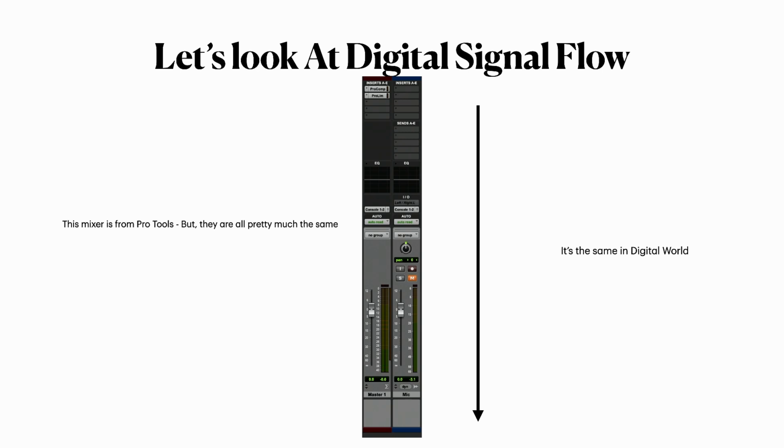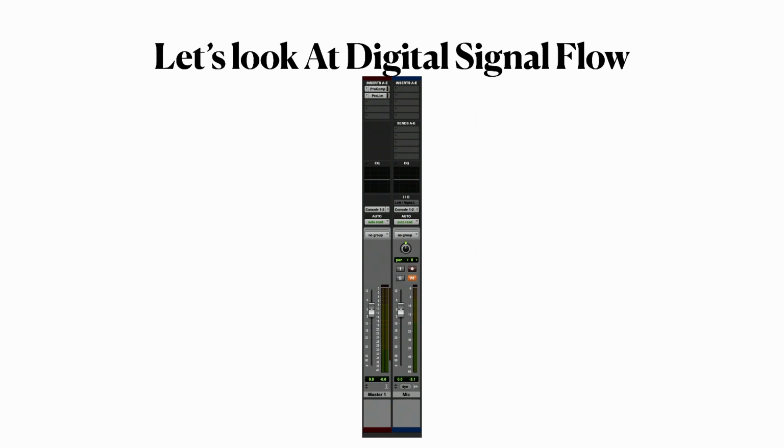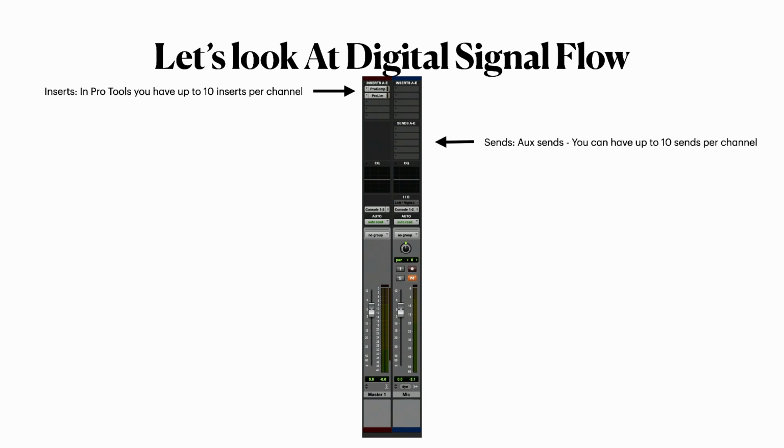What this means for us here is that we've got inserts at the very top. And if we're using, like in this instance, we got a compressor first and then a limiter. That means that the signal is going to get compressed first and then the limiter. Okay, because the signal starts at the top and goes out the bottom. Keep in mind that we have 10 inserts per channel in Pro Tools. We also have 10 auxiliary sends per channel that we can set up.